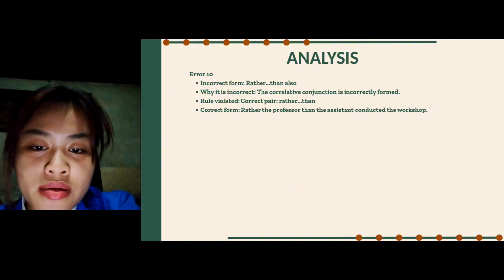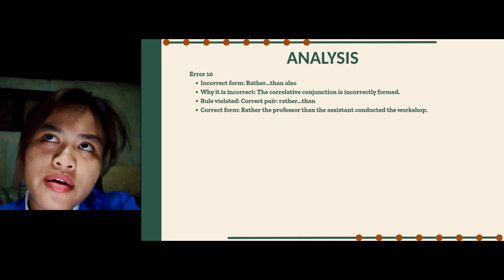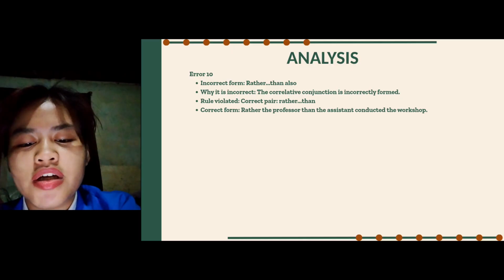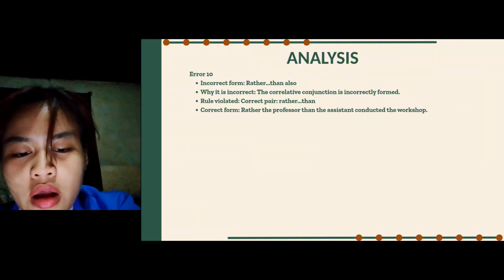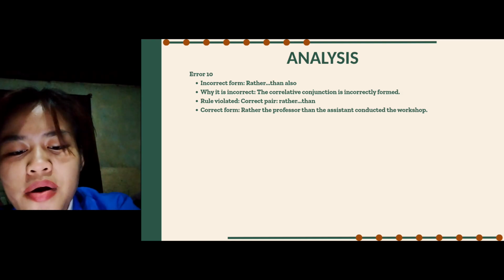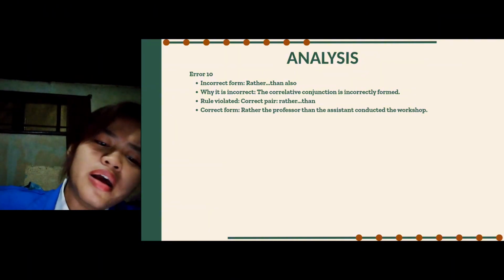Last error, the 10th error. Incorrect form: rather than also. Why is it incorrect? The correlative conjunction is incorrectly formed. Rule violated. Correct pair: rather than. Correct form: rather the professor than the assistant conducted the workshop.